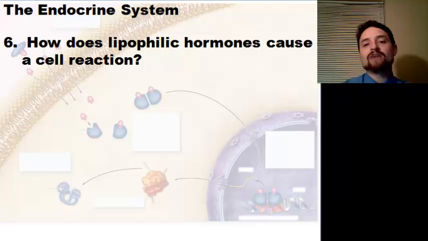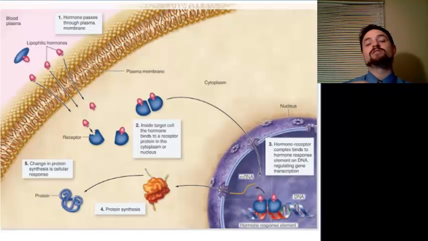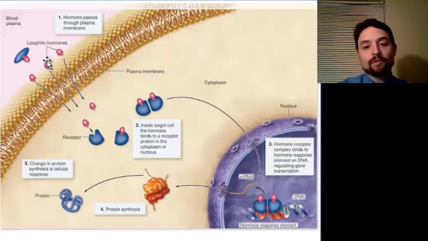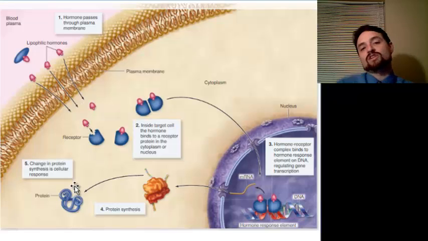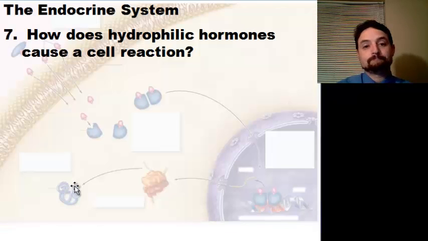All right, so next we have, how do lipophilic hormones cause a cell reaction? Well, because they're lipophilic, remember the cell membrane right here on the screen is a lipid as well. It's phospholipids. So those hormones can actually just go straight through the cell membrane. They attach to a receptor molecule inside of the cell. That receptor will cause mRNA to be made. mRNA will be transcribed and then translated into a protein, and that protein will cause some sort of cell response.